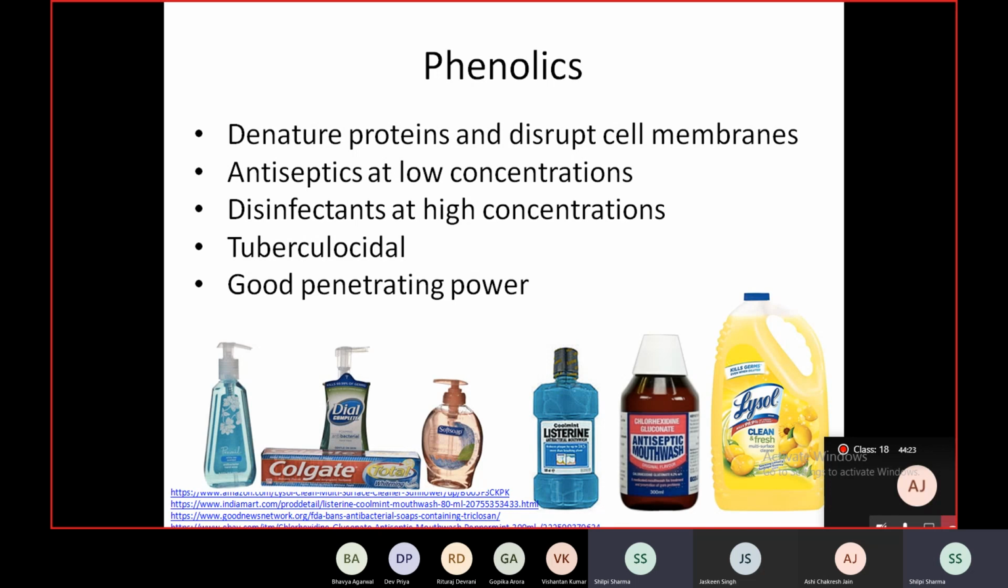It also has good penetrating power. Penetrating power means it can even work in conditions where there is a high organic matter present. And when we talk about factors, you will see how this is important. So these are some of the benefits of phenolics. However, it is quite irritating. I mean, the smell itself is quite irritating. So this is the reason why you will most commonly see them in disinfectants for cleaning surfaces.